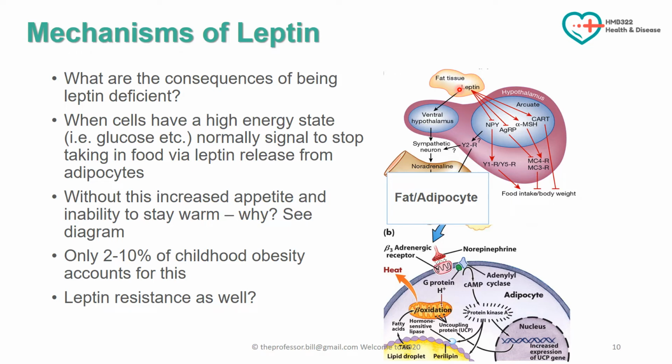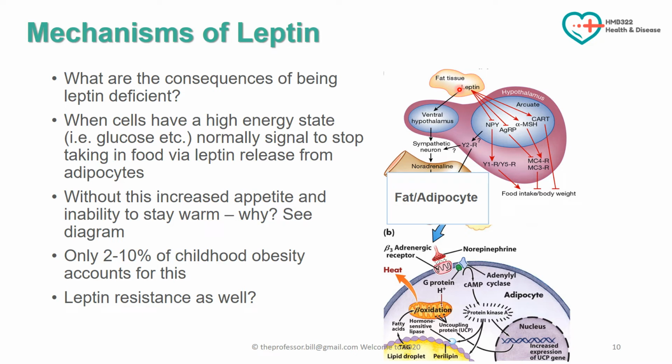So if we look overall at what's happening in this process, up here at the top, we are looking at two different types of nuclei, as we call them in the nervous system. Nuclei just refers to a group of neurons. Okay, so here is one nucleus within the hypothalamus. It's a specific group of neurons in the hypothalamus. And this is the ventral hypothalamus. So that's one group of neurons.